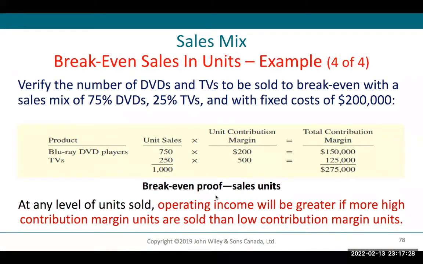So as I said before, at any level of units sold, operating income will be greater if more of the product with the higher contribution margin per unit is sold than the ones that have a low contribution margin per unit. Okay, so in this situation, we should be selling more of TVs in order for us to really maximize our operating income.